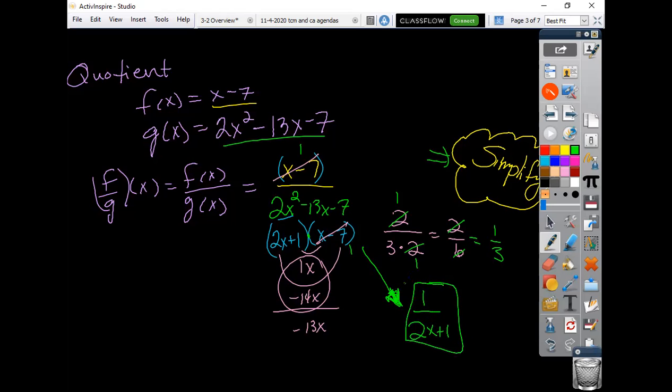Now there's a couple of things you have to consider here as well. If you went back to this problem and had, think about x, if x were a 7 in here, then I would have 0 times the 2x plus 1, whatever that is, 1. 0 times 1 would be 0. Can you have 0 in a denominator? No. That's dividing by 0, it's undefined. So x cannot be 7 because of this factor.